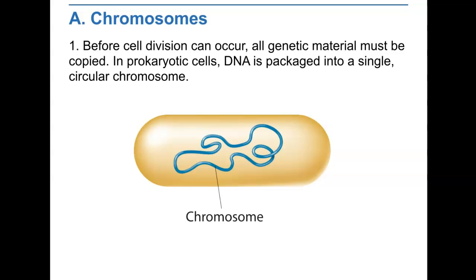In order to make sure this doesn't happen, cells first must make a complete copy of their genetic information before cell division can begin. Genetic information is bundled into packages of DNA known as chromosomes.